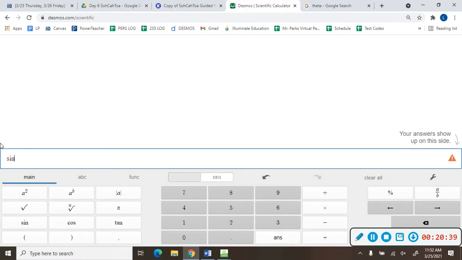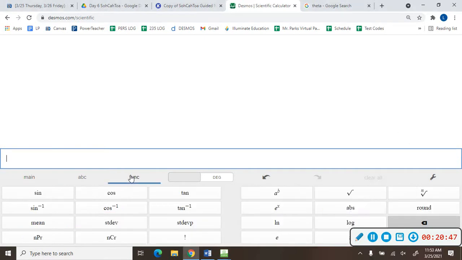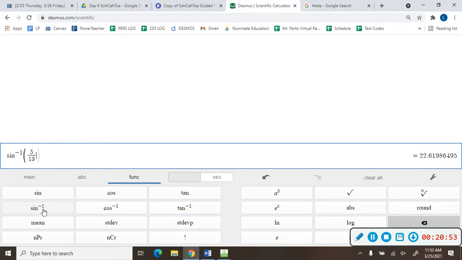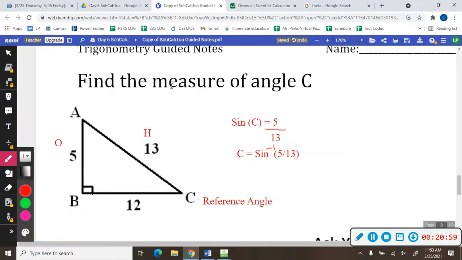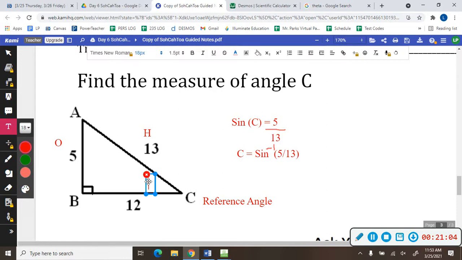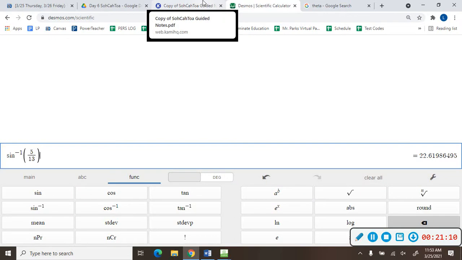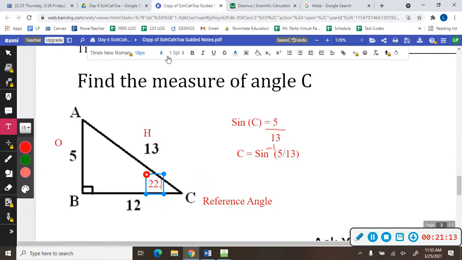Sine inverse. So to find sine inverse, I'll go to function. There's sine inverse of 5 divided by 13. And that is 22.619. So I know that C, this angle, is 22.619. I'll round that to 22.7 degrees. Okay.